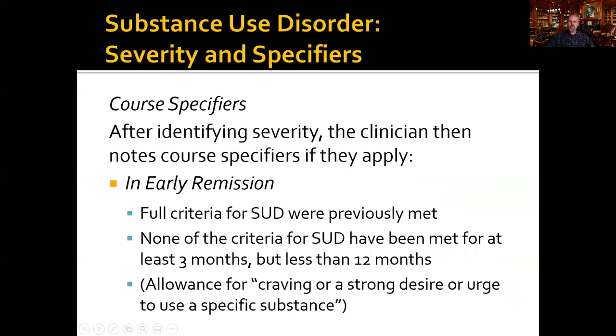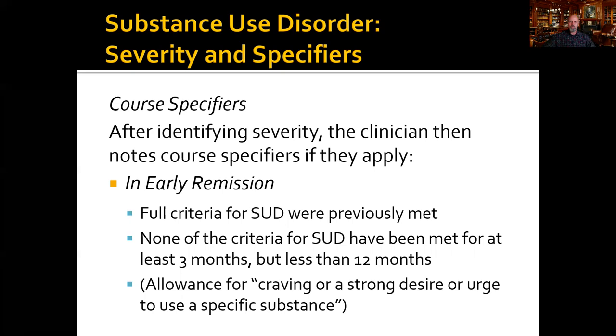There's a couple of other specifiers that you can use. If somebody is in early remission, that means that within the last 12 months, at one point, they did meet criteria for a substance use disorder, but they have not been using substances for at least 3 months and no more criteria are being met. This is typically when somebody's in treatment.